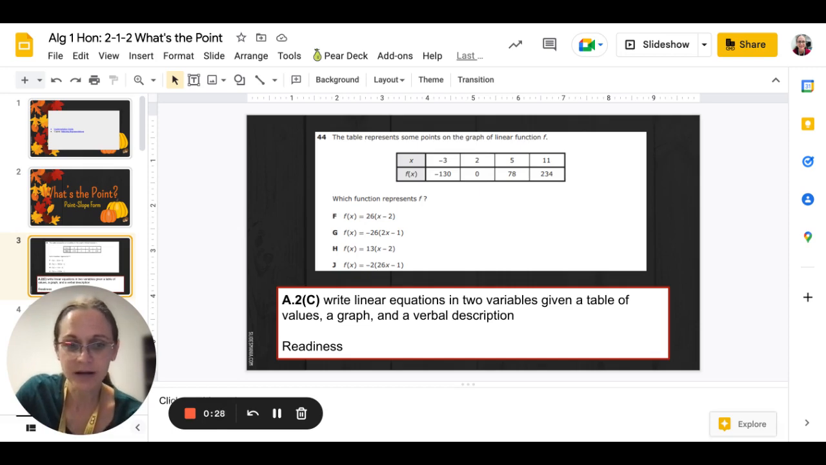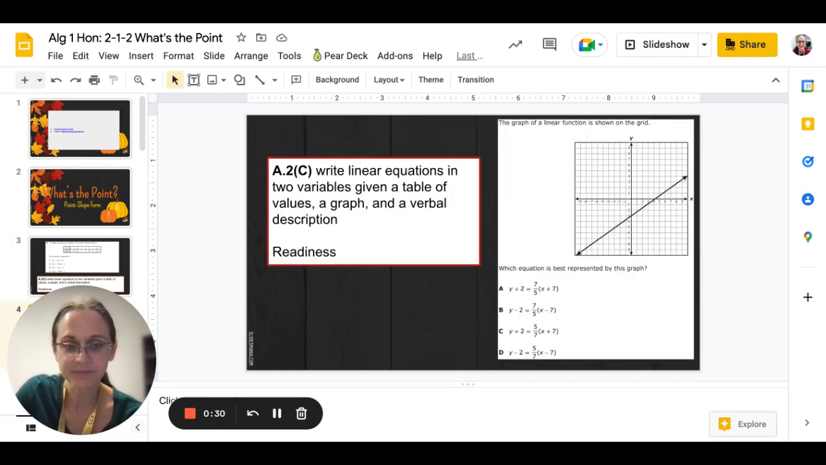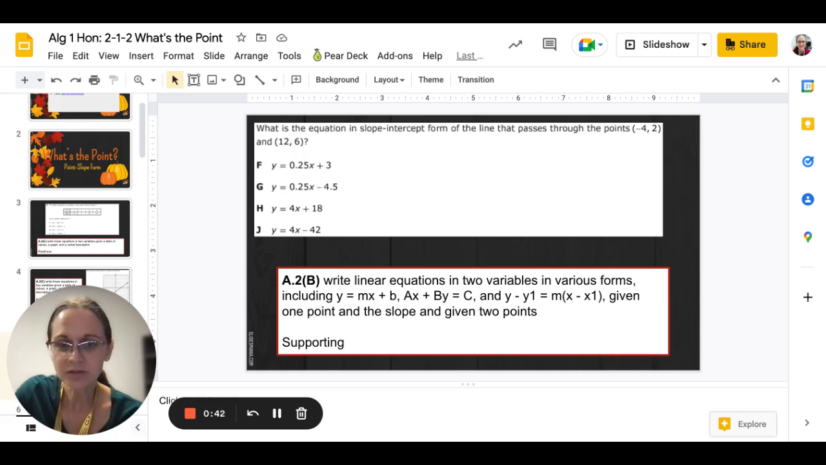Here's a similar example where writing point slope form makes the problem much easier. Here we have equations in point slope form and a graph, so the students just need to recognize the slope of the line and a point on the graph to be able to write these equations. We're also looking at A.2b, which is our supporting standard, in which students write linear equations in various forms.